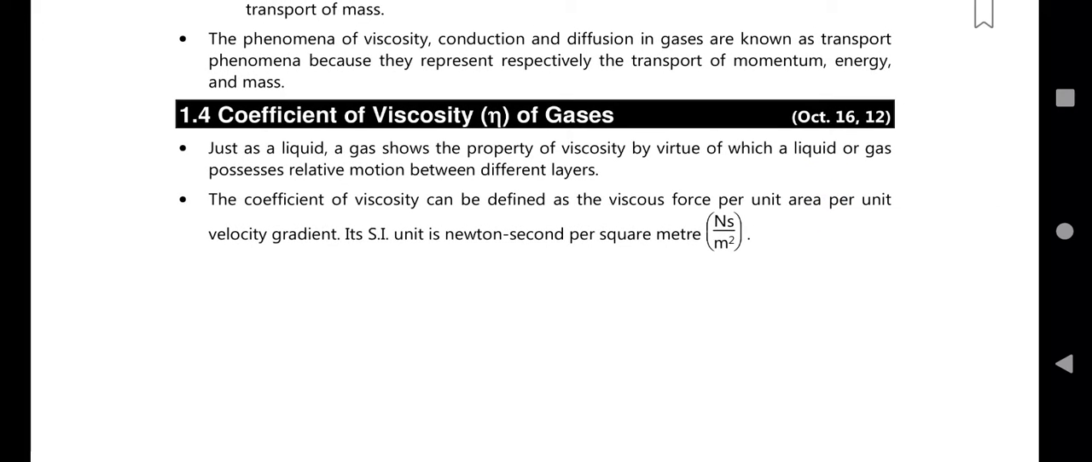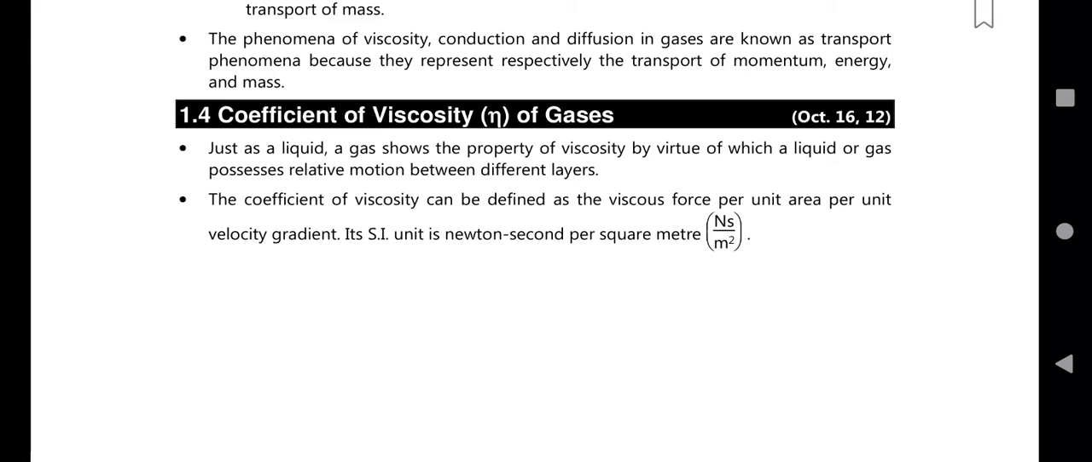Okay, our next topic is coefficient of viscosity of gas, which is represented by eta. Just as liquid, a gas shows the property of viscosity, by virtue of which a liquid or gas possesses relative motion between different layers. The coefficient of viscosity can be defined as the viscous force per unit area per unit velocity gradient, and its SI unit is Newton second per square meter.